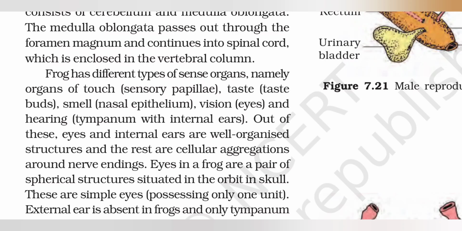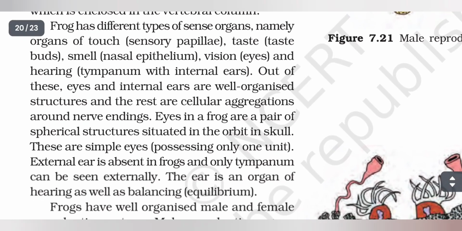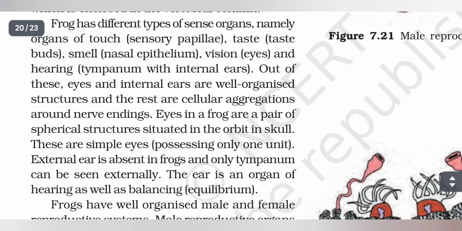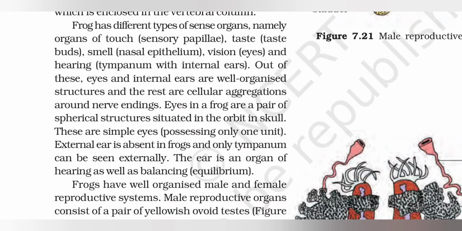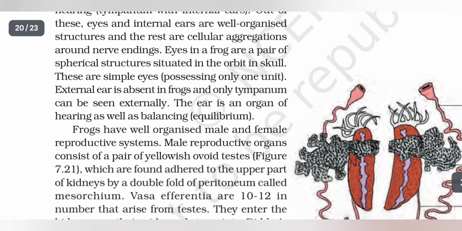Eyes in a frog are a pair of spherical structures situated in the orbits of the skull. These are simple eyes possessing only one unit. External ear is absent in frogs and only the tympanum can be seen externally. The ear is an organ of hearing as well as balancing, equilibrium.